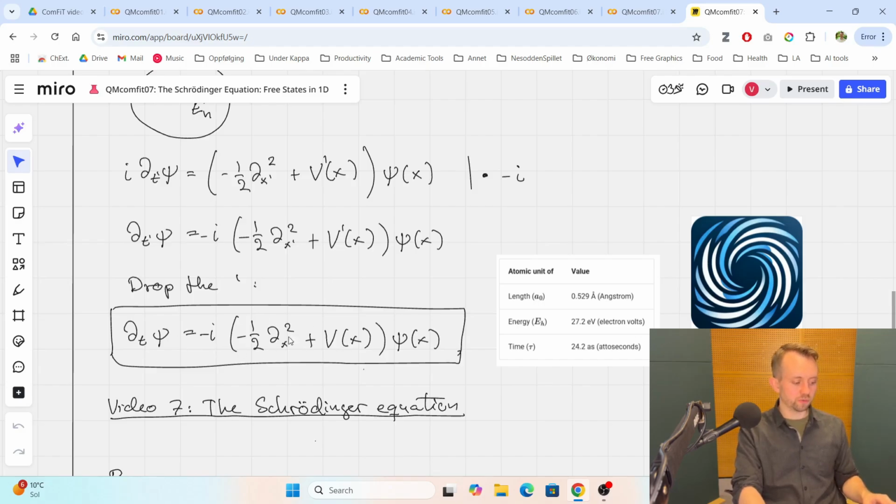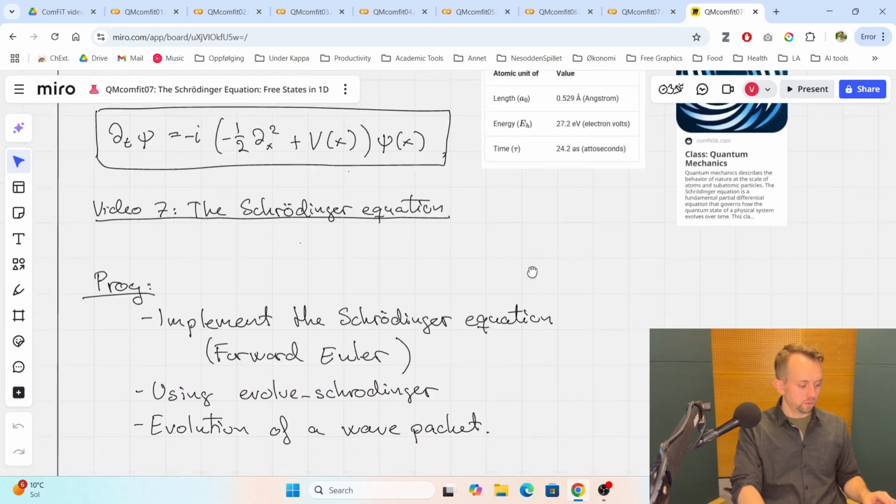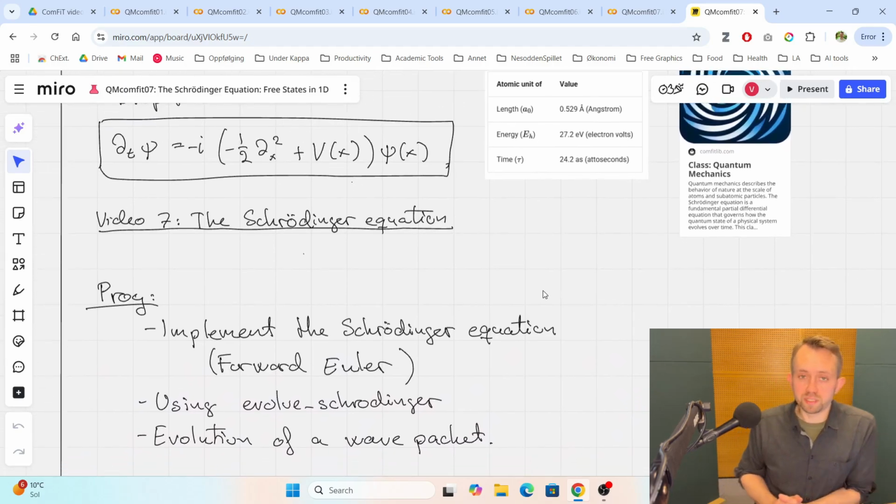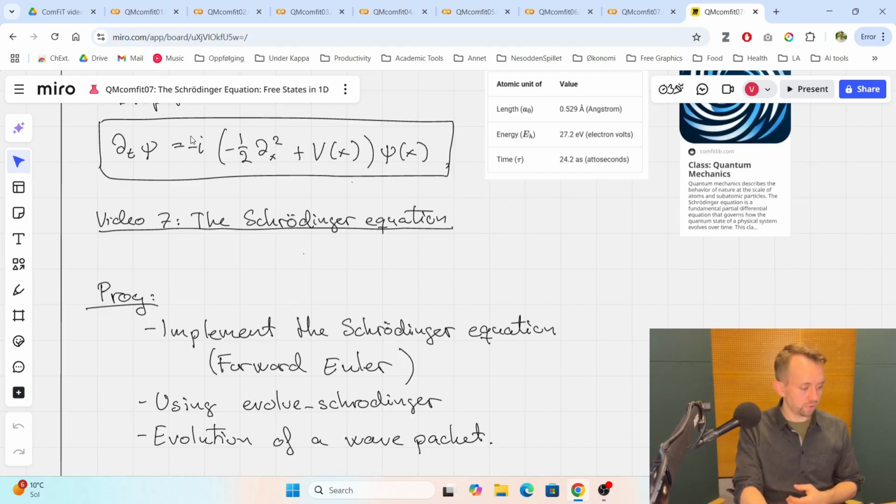So this is the equation that we're going to be working with, dt psi on the left-hand side. We're going to go directly into programming in this video. We're going to take this equation and essentially just implement or try to solve it directly using Forward Euler, which is not going to be a very solid method, but it's going to work. And then I'm going to show you how to use the Comfit library, and we're going to have a look at the evolution of a wave packet.